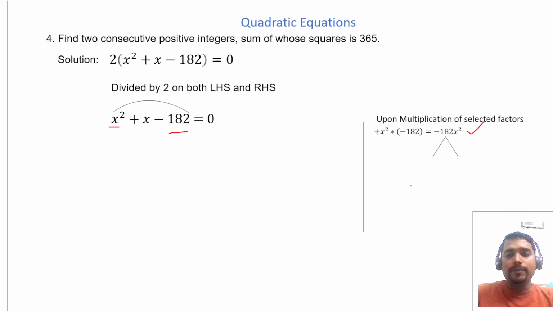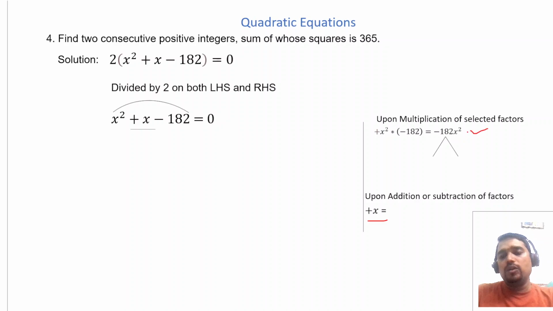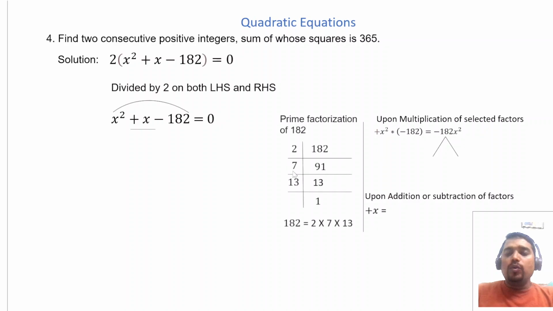Also, upon addition or subtraction of the selected factors, we have to get plus x. This is the second condition. There are two conditions to be satisfied. That is, we have to obtain minus 182 x square upon multiplication, and upon addition or subtraction we have to get plus x. Now let us do prime factorization of 182. After doing prime factorization, the prime factors obtained are 2 multiplied by 7 multiplied by 13.